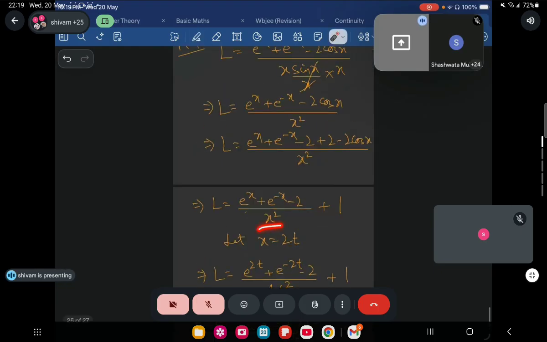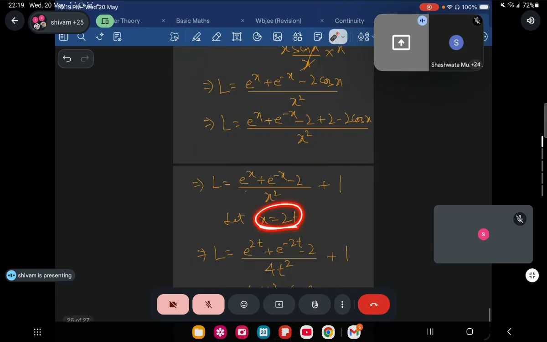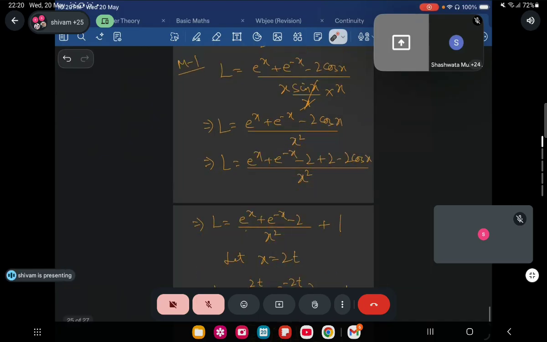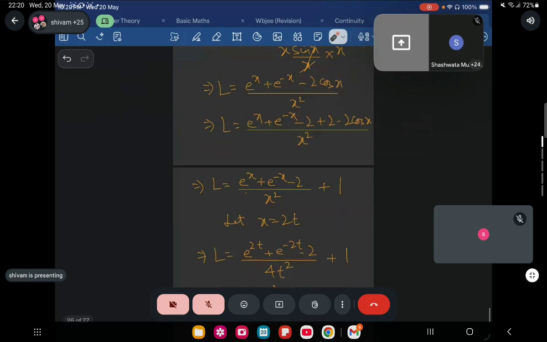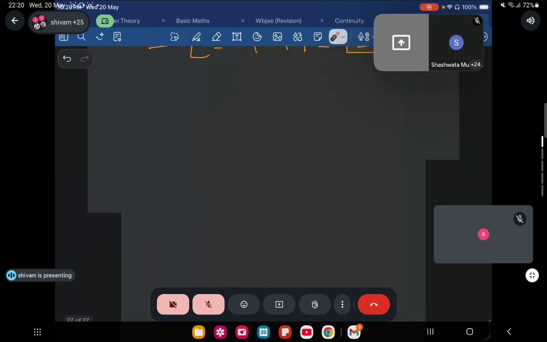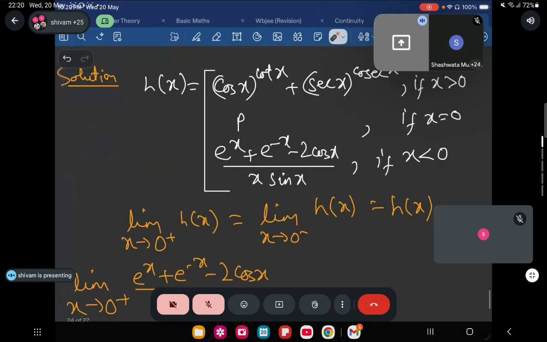See, whenever you get x square in the denominator, you took x equal to 2t. If the denominator was x cube, then what substitution should we take? Tell me for x cube. What substitution should you have taken? Tell me everyone. For x cube. Hello. See, for x square, you have taken x equal to 2t. So for x cube, take x equal to 3t. Okay, anyways. So I've got the limit.